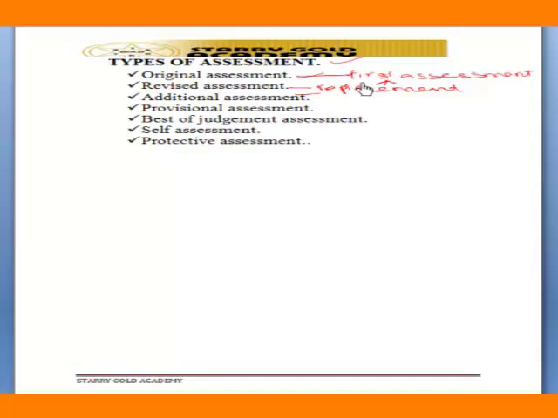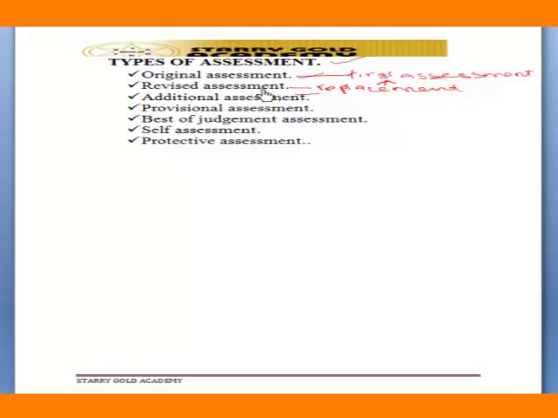And why will it replace the original assessment? What's wrong with the original assessment that the replacement should come in? This replacement usually arises from either a notice of objection or appeal that is successful. Here, with the original assessment, I told you it could be subjected to objection and go through the appeal procedure. Now, if the objection and appeal is successful, there will be need to have a revised assessment.